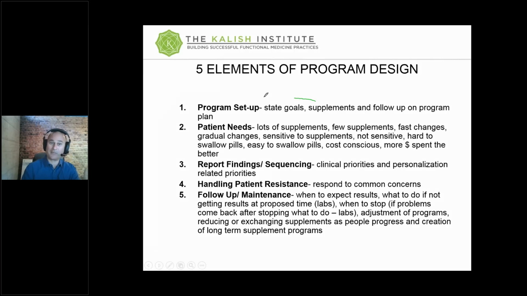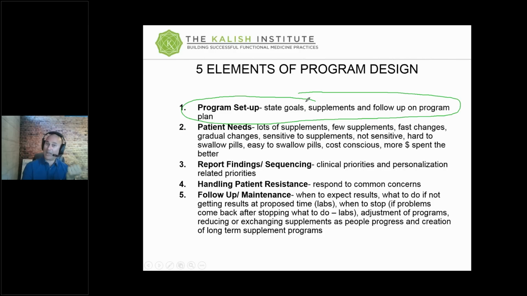You have to start to think about program setup. What are the goals that you have? What are the goals that the patient has? What are the patient needs? Are they somebody who's going to want to take a lot of stuff or just a few things? And when I show you the adrenal programs, I'll show you how I prioritize all that.